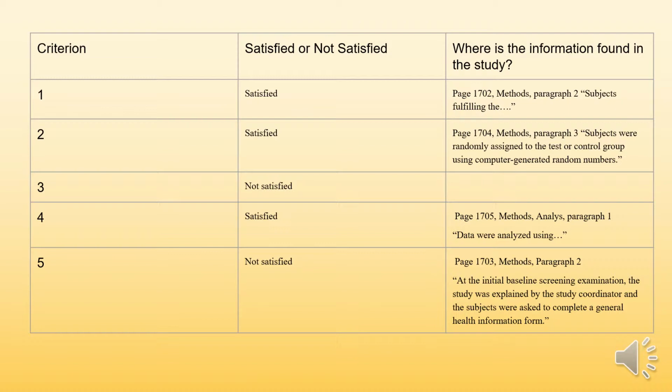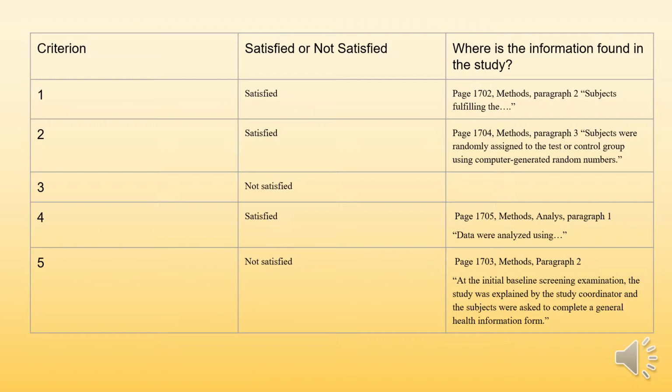The third criteria is concealed allocation, which is not satisfied. In page 1703, methods, paragraph 2 has been cited. The study was explained by the study coordinator. So this means that the person who determined if a subject was eligible for inclusion in the trial was aware.